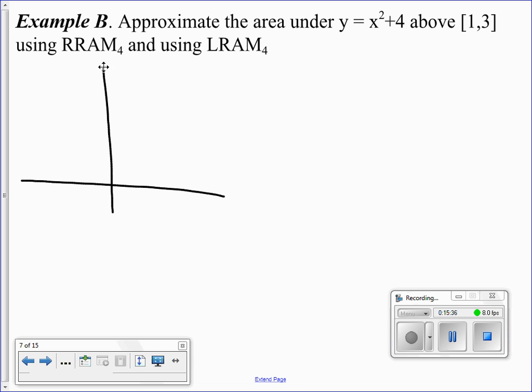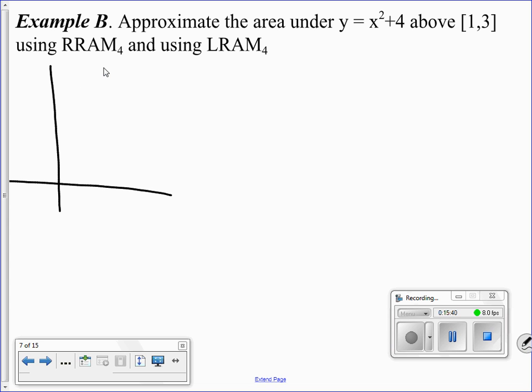I'll move this over. So y equals x squared plus 4 is just the parabola moved up 4. I don't care about that part of it, because I want to approximate the area under it from x equals 1 to x equals 3.